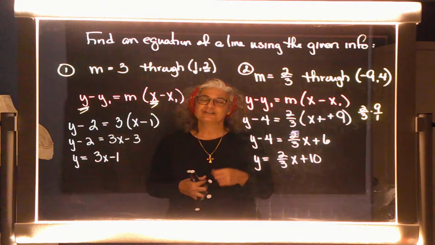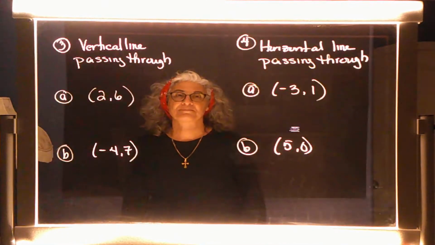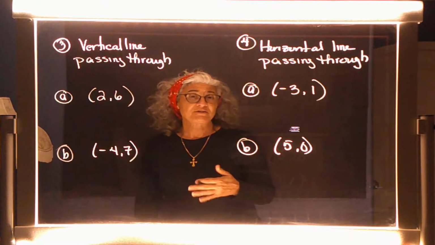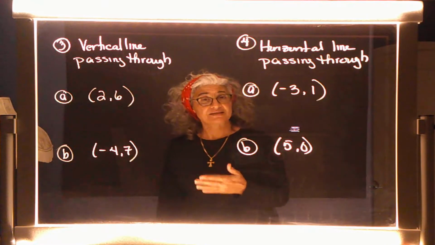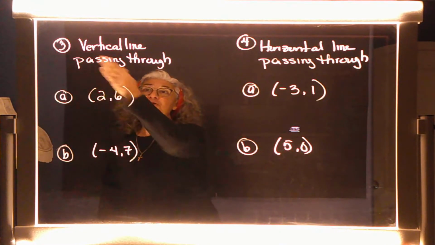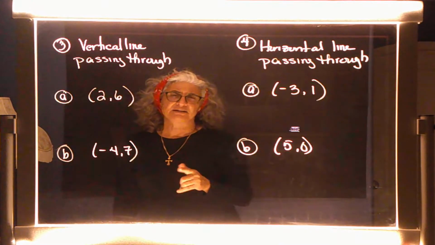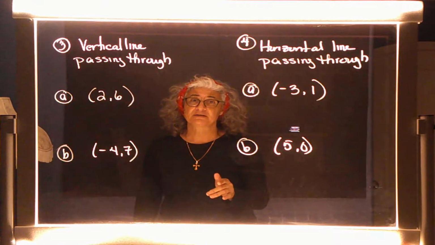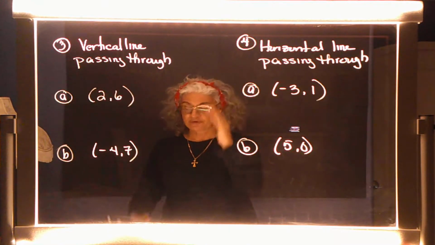Cool. Hang in there. Got a couple more problems for us. Okay, so let's look at problem number 3. They still want me to find an equation of a line. In this case, problem number 3 is very specific. They want me to find an equation of a vertical line. Now, let's stop a second. Vertical lines. Vertical lines go which way? Yeah, they go up and down, don't they?